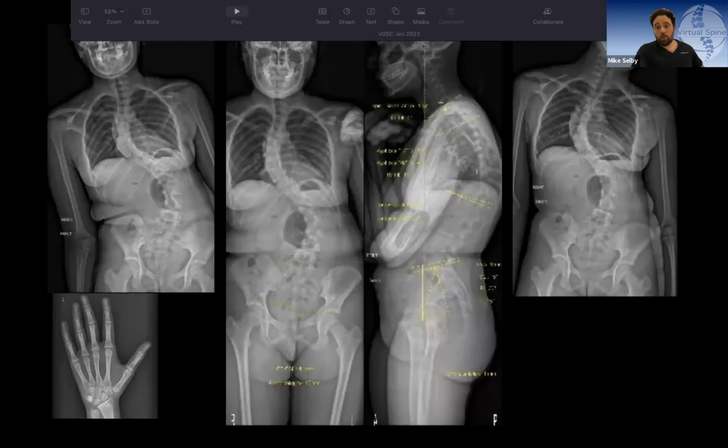This is a case that we've got a few videos of. This is a girl, she's around 15 years of age. She's got a pretty nasty curve. She's got a combination here of actually a bit of Scheuermann's kyphosis of about 75 degrees and a lumbar scoliosis.